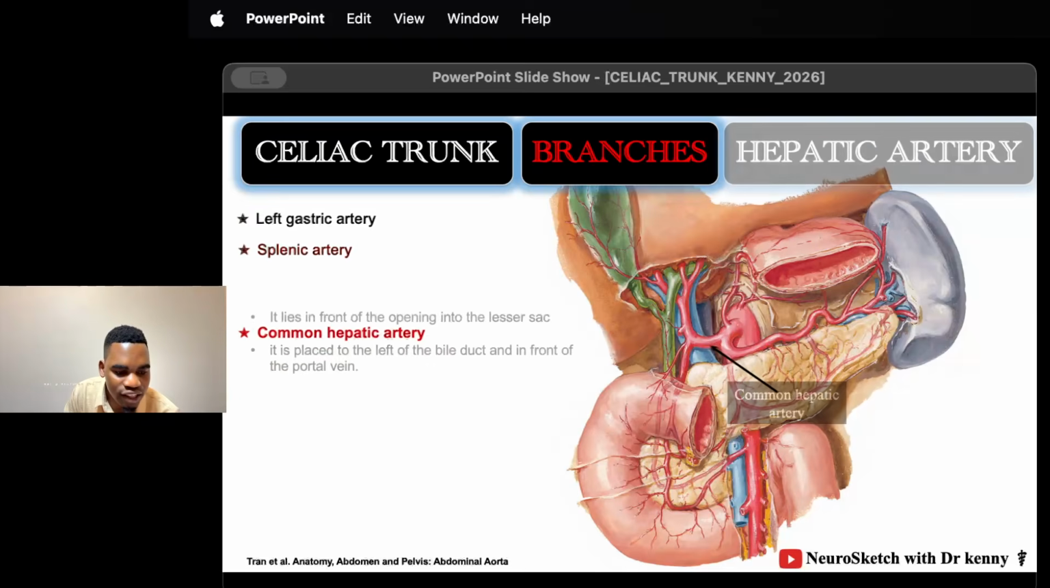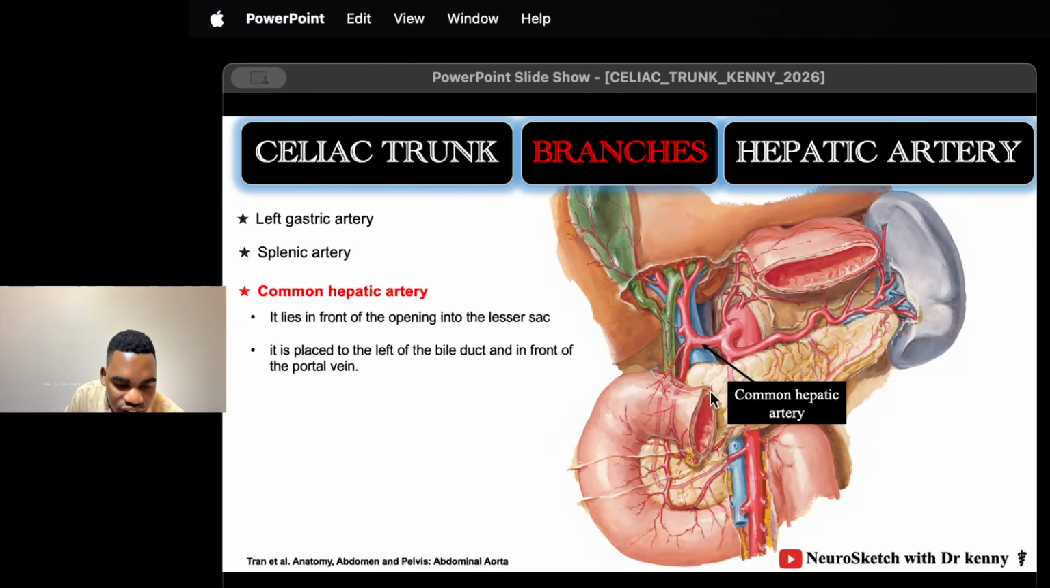Okay. So next we have the common hepatic artery, and the common hepatic artery is passing through the opening of the lesser sac. Remember the foramen of Winslow? The foramen of Winslow, right? Okay, so this is the common hepatic artery. Now, it is usually on the left side of the bile duct.